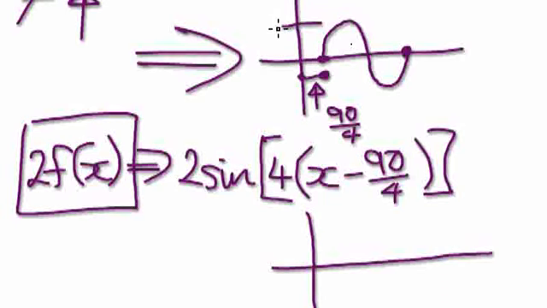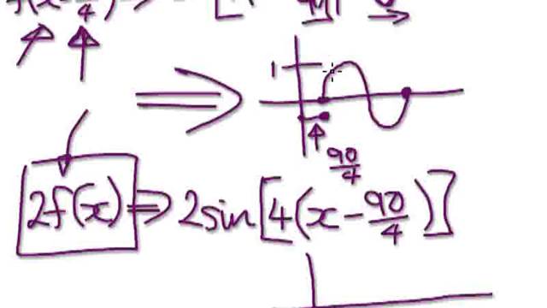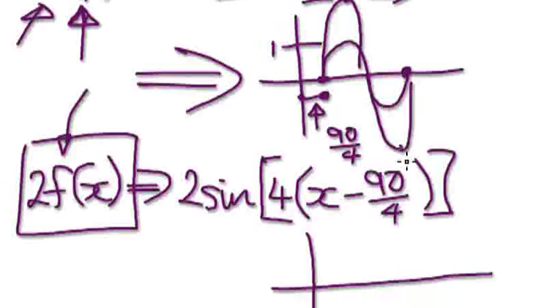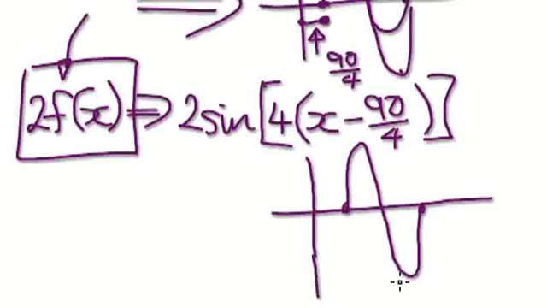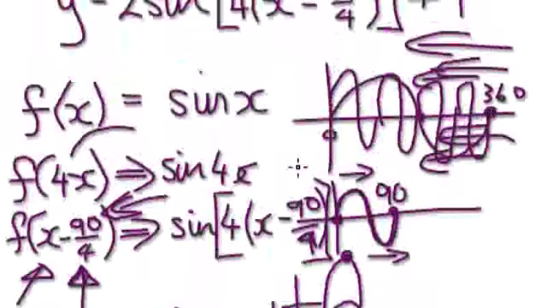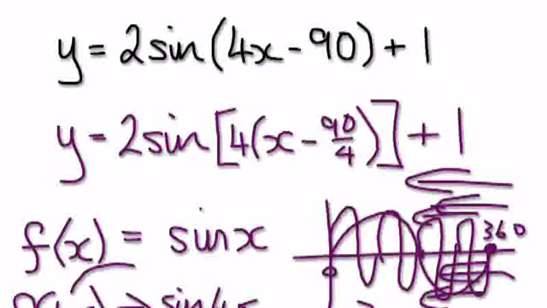At the moment the height here is 1. By applying this transformation, we're going to change the amplitude, so it will be 2 up here, and down here would be negative 2. So our graph will now look like this. This here is negative 2, and this here would be positive 2.